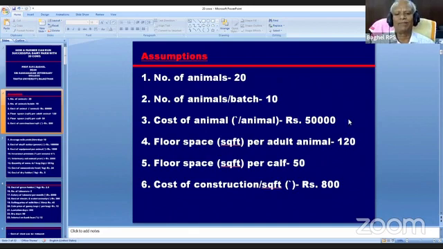If we see the cost of the animals, I have approximately calculated rupees 50,000 per animal. The area required for these 20 animals is 120 square feet per animal, indoor and outdoor, and the floor space for a calf is 50 square feet per calf. The cost of construction of the shed is a minimum of rupees 800 per square feet. Accordingly, one should calculate for the bank loan.